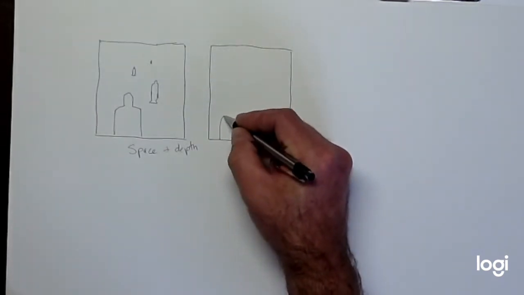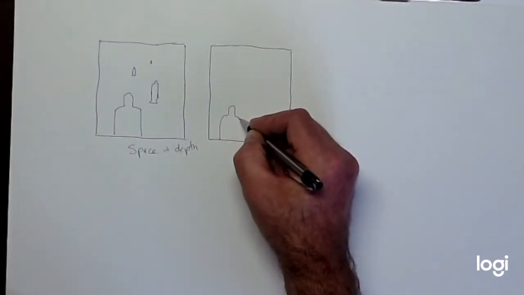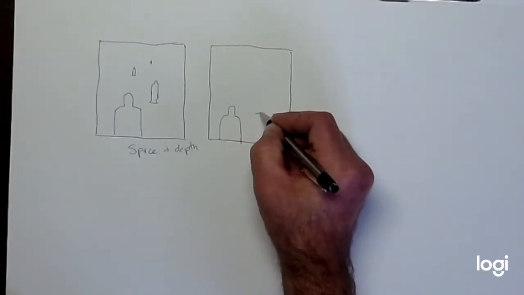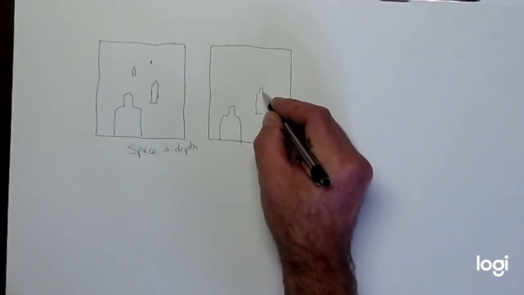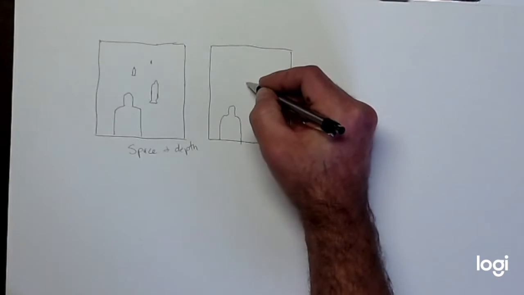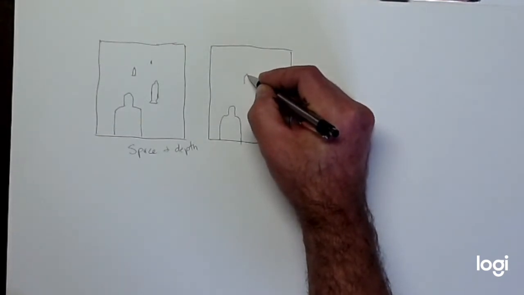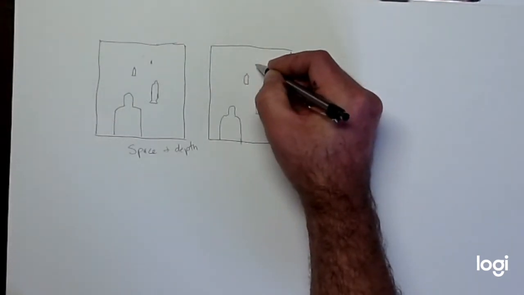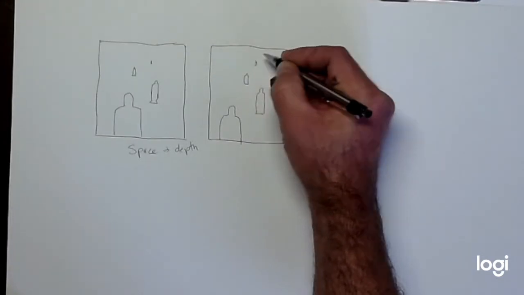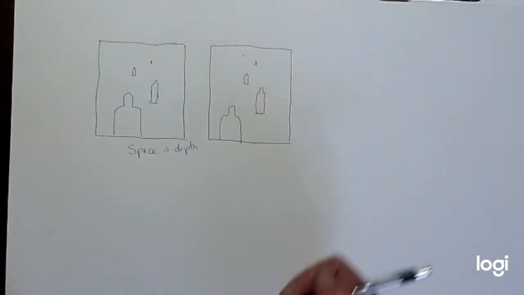Now let's try this. Let's say I have the same drawing. Here's a person. Here's another person. Here's another person. Another. And then final person. Okay.